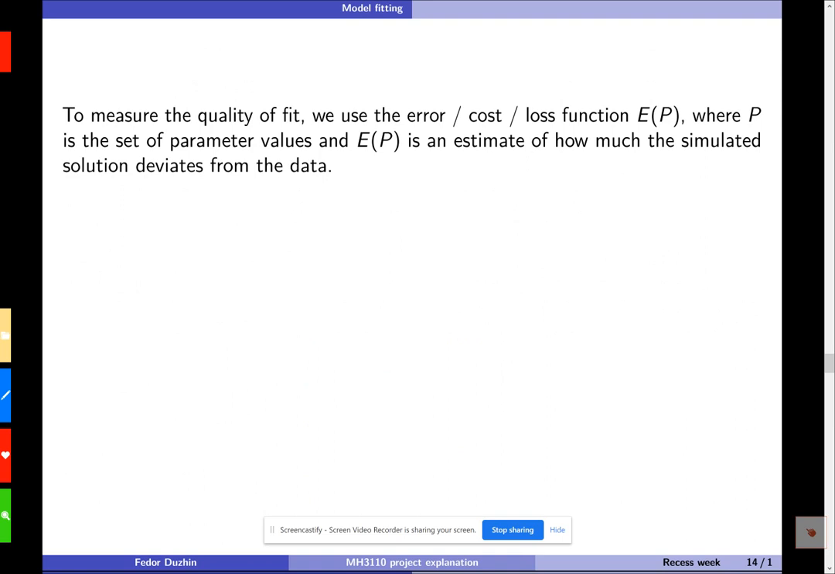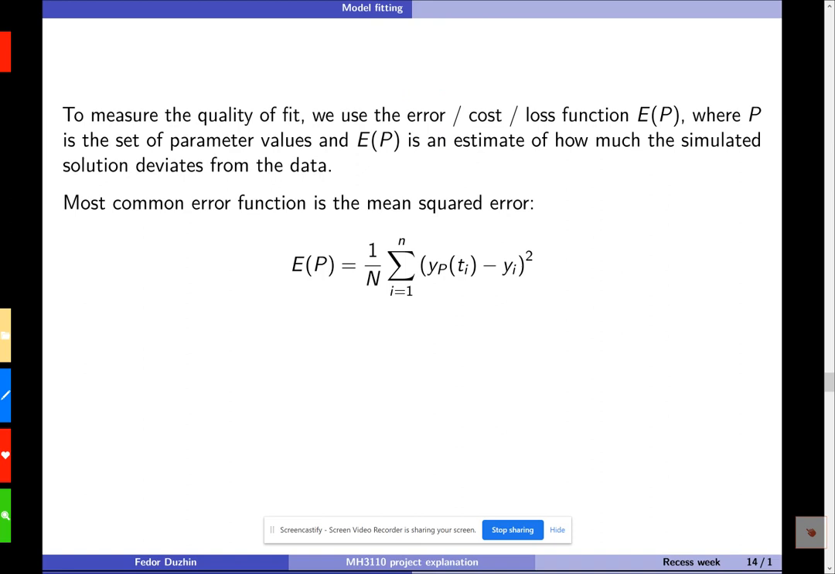Now, to measure the quality of fit, we use the so-called error, or sometimes it is called cost, or a loss function. In artificial intelligence, usually it is called a loss function. Basically, this error function measures how much the simulated solution deviates from the data, right?